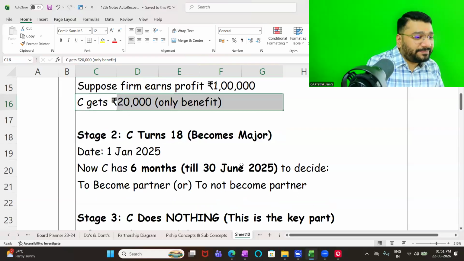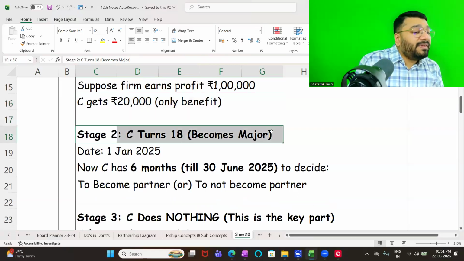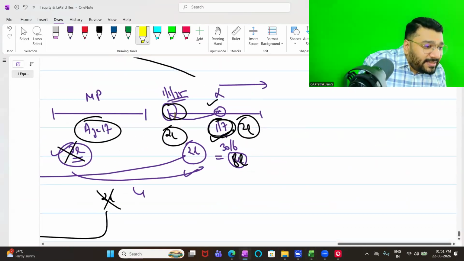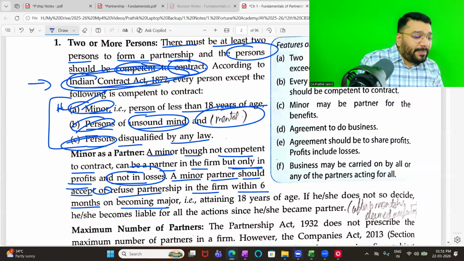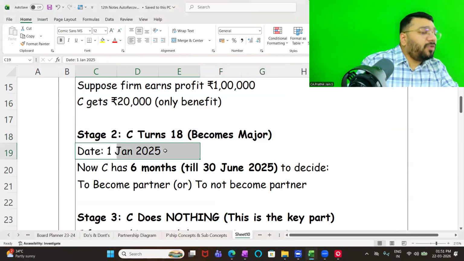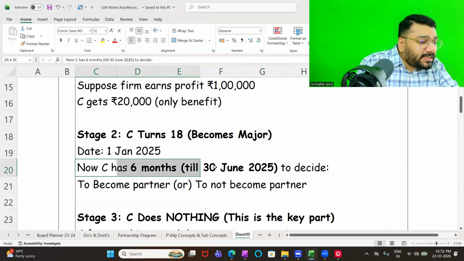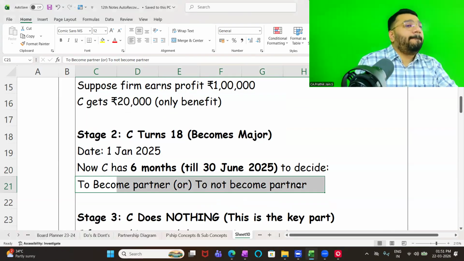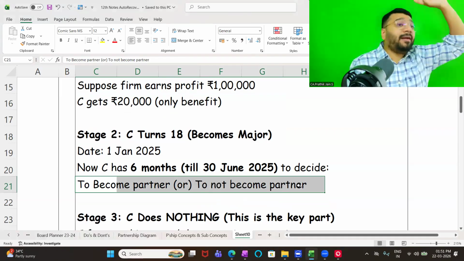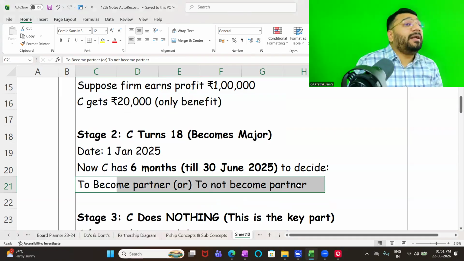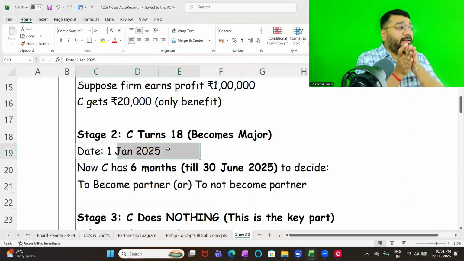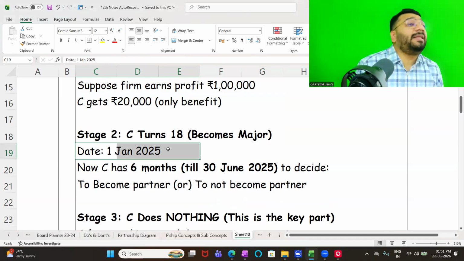Stage 2. When C turns 18, stage 2 is which stage? This stage. In this stage, what happens? Let's have a look. On 1 Jan 25, now C has 6 months till 30 June to decide to become a partner or not. So if he says that he'll become a partner, then whatever the liability is from the 1st Jan, coming from the past, everything Supreet has to take care of.